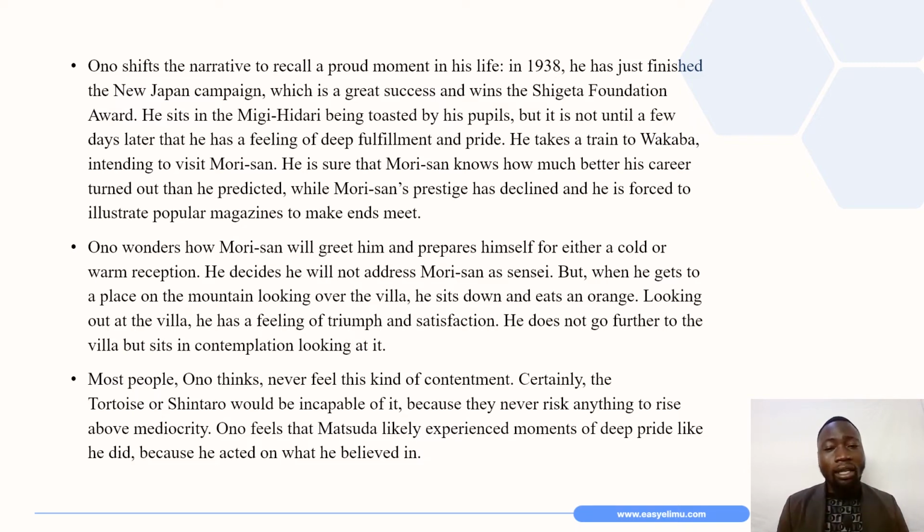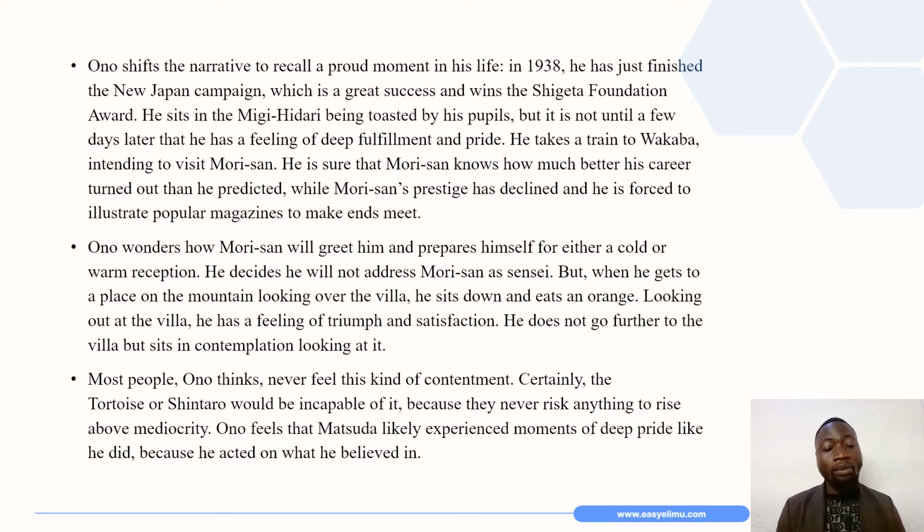So he decides he will not address Morisan as sensei, but when he gets to a place on the mountain looking over the villa, he sits down and eats an orange. Looking out at the villa, he has a feeling of triumph and satisfaction. He does not go further to the villa, but sits in contemplation looking at it.